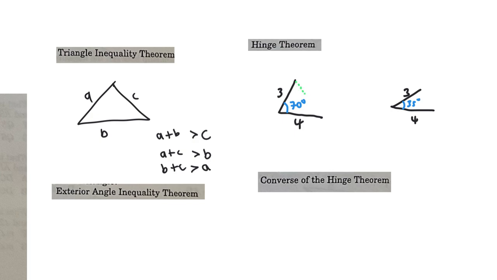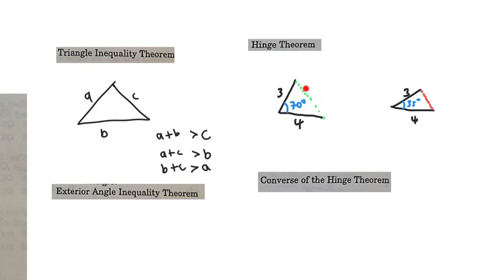Well, which do you think is a longer third side? Do you think it's the green side or the red side? Well, most people would agree that this green side is certainly longer because it's across from this 70-degree angle. This red side is going to be shorter because it's across from the 35-degree angle, which is a smaller angle, right? So notice how the hinge theorem is pretty intuitive, right? And also it compares two different triangles, okay?